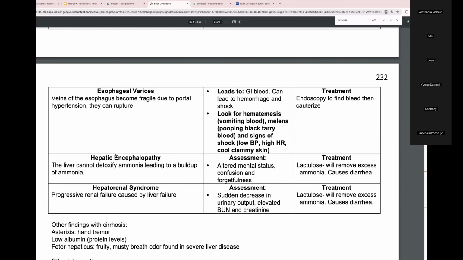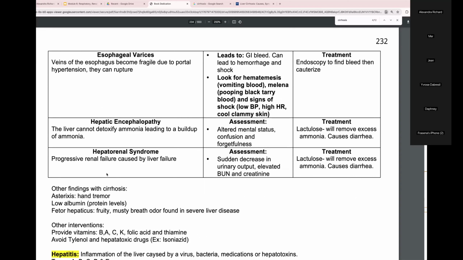So first you have to know how to spot it. So altered mental status, confusion, and forgetfulness. So if a patient with cirrhosis develops altered mental status, that is usually because of ammonia buildup. So the way we treat that is we give them lactulose. Lactulose is going to remove the excess ammonia and it's going to cause diarrhea. Also keep in mind that liver failure can cause the kidneys to shut down. That's called hepatorenal syndrome.